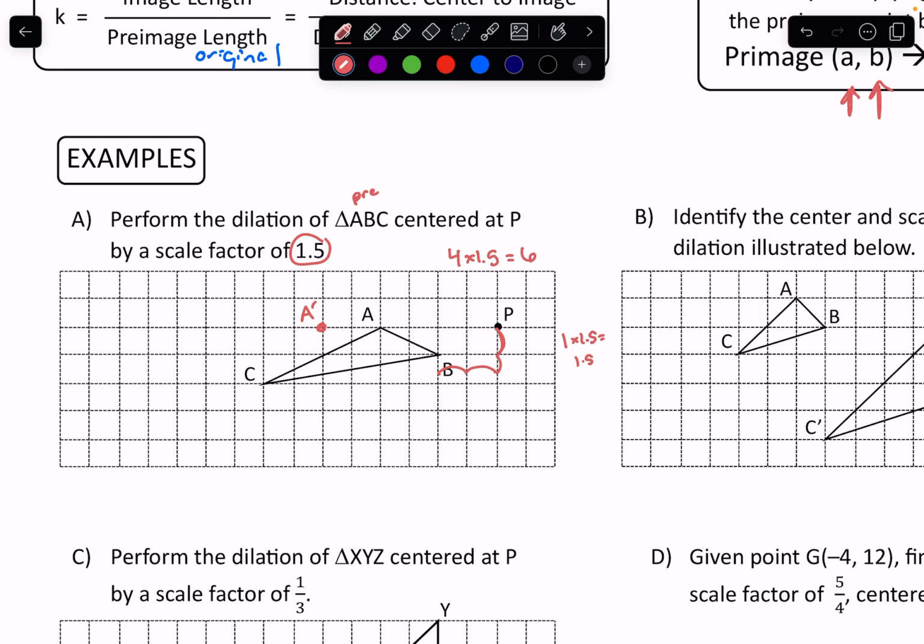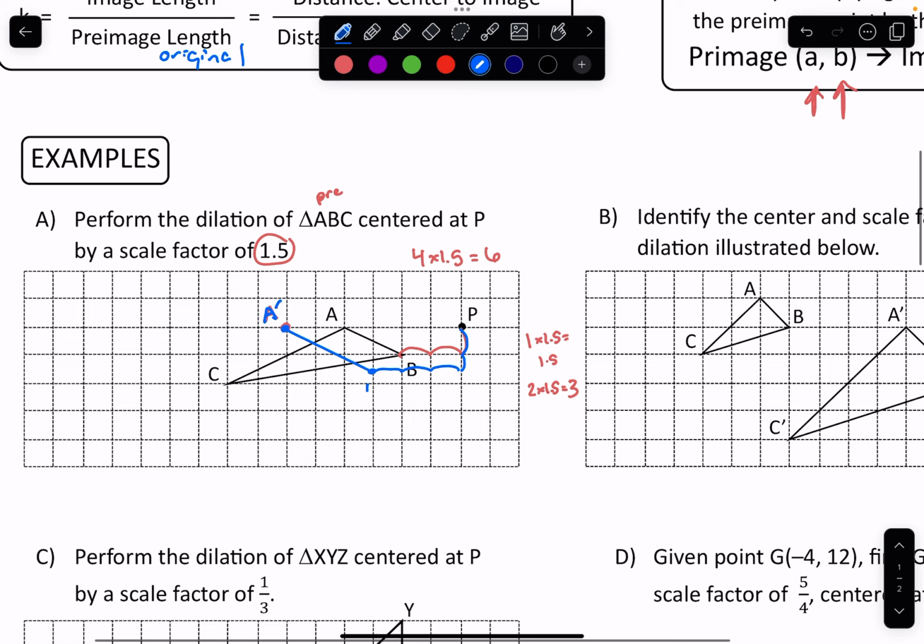Well, to get to my original B, I should have gone over 1 over 2. So that means after I go down 1.5 for my image, I need to go over 2 multiplied by 1.5, which is equal to 3. So my new image, maybe I should do my new ones in blue so we're not confused here. My new image, I'm going to go down 1.5, and then I'm going to go over 1, 2, 3, and I'm going to put a dot right there. So my new B, my B prime, is going to be right there.